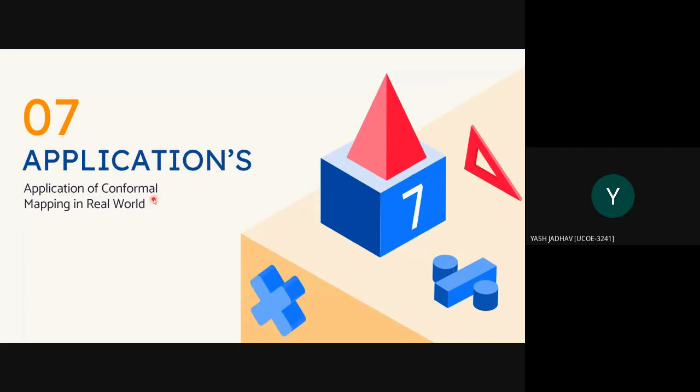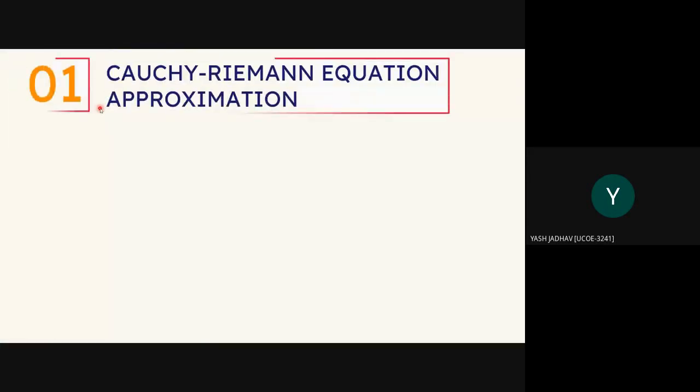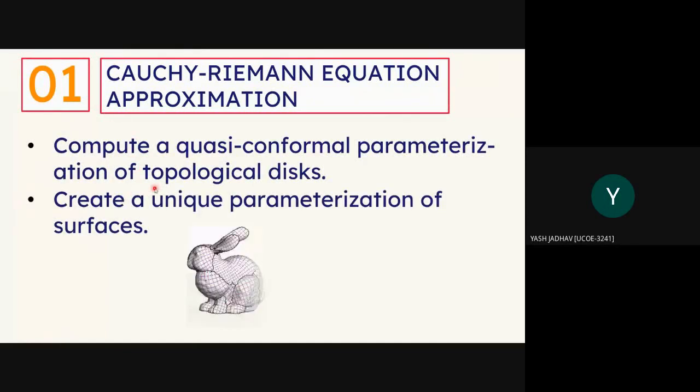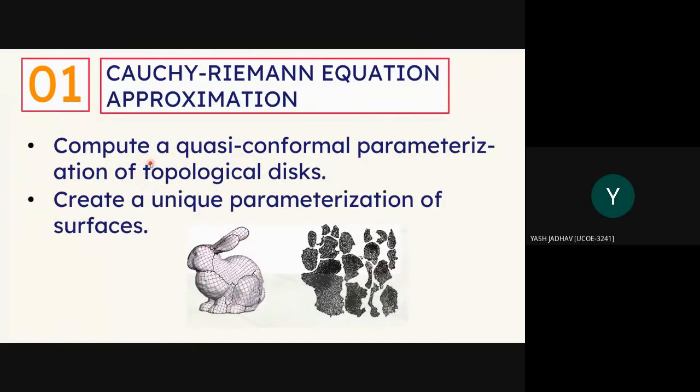So here are some applications of conformal mapping. First one, Cauchy-Riemann equation approximation. That means computing a quasi-conformal parameterization of a topological disk and also creating a unique parameterization of a surface. These are two examples of the Cauchy-Riemann equation. Next slide.